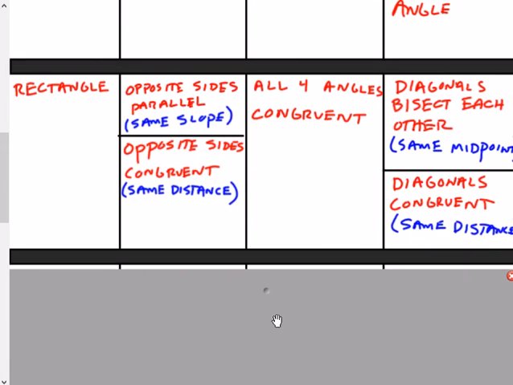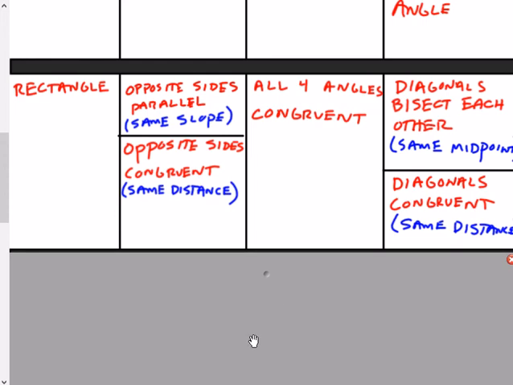A rectangle is just a parallelogram with all four angles congruent. So everything you see here is the same as you saw with parallelogram up at the top, except for that, and also now the diagonals become congruent. They don't just bisect each other, they're congruent. So if you had the diagonals of the rectangle, you can use distance formula to prove that they are the same.